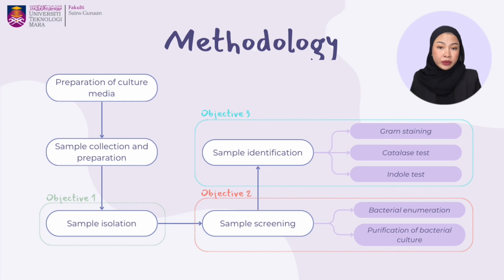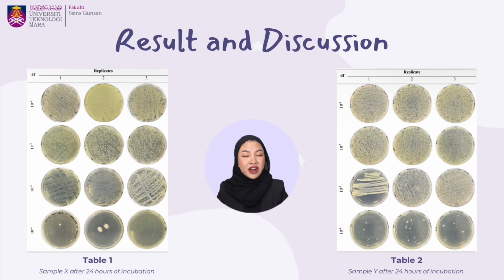First step involved the preparation of culture media, followed by sample collection and preparation. Then, the isolation of samples was proceeded, followed by sample screening by bacterial enumeration and purification of bacteria. Then, sample identification was conducted through gram staining, catalase tests, and indole tests. The entire procedures of this study involved 3 replicates of 2 different samples, X and Y, each of which was incubated for 24 hours. Table 1 and 2 show the bacteria isolated from sample X and Y respectively.